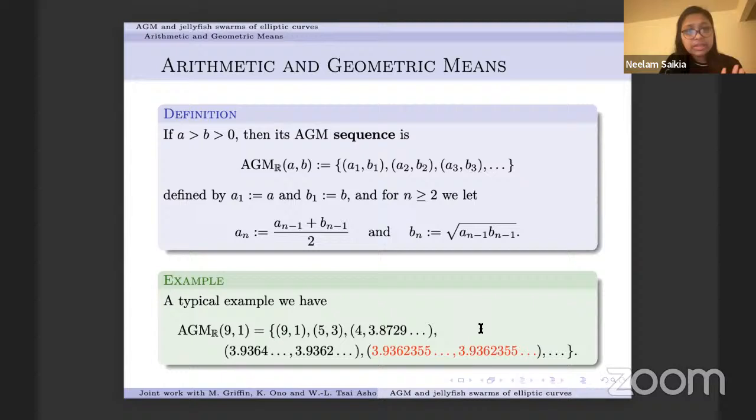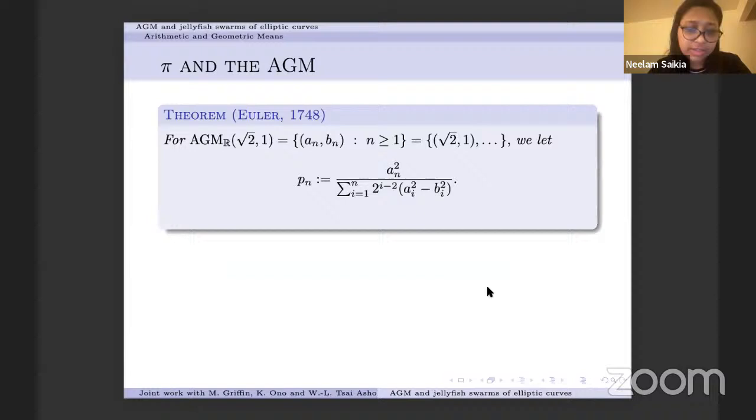So let me give you a beautiful application of this AGM stuff. AGM sequences are used to compute digits of pi. This is work by Euler and Gauss. Today we are viewing some of the results of Euler.